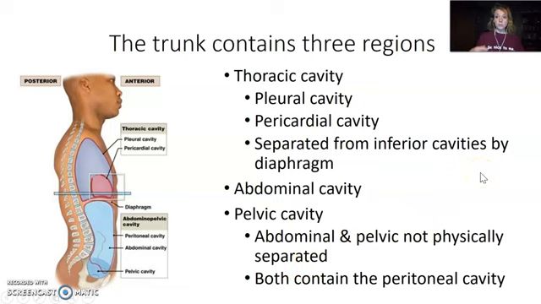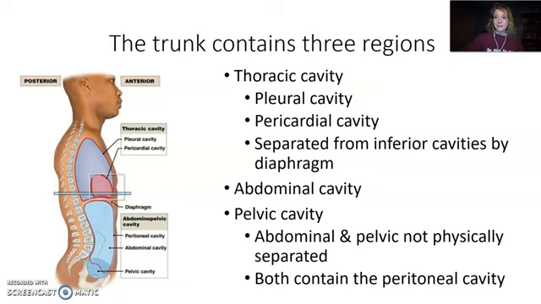Now, our trunk, or the torso of our body, is going to contain 3 different regions. We have the thoracic cavity, which is our chest area. We have the abdominal cavity, and we have the pelvic cavity. The thoracic cavity is separated from the abdominal cavity by a muscle called the diaphragm. The abdominal cavity and the pelvic cavity, however, don't have a physical border. There's just an imaginary line that extends from the back of the pelvis to the front, and that's the dividing point between the abdominal cavity and the pelvic cavity.